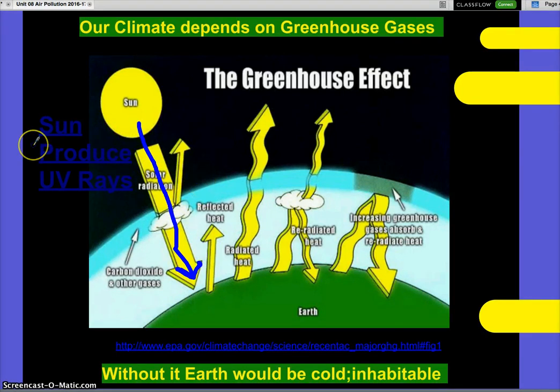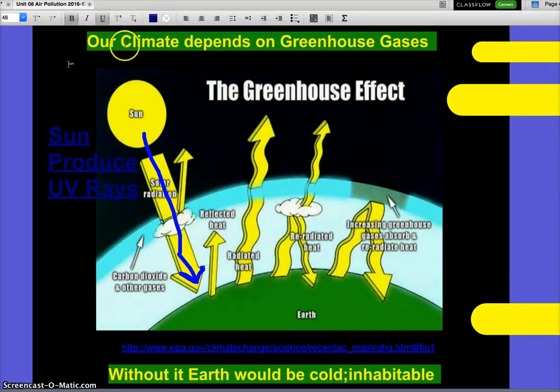What happens to these rays if you look at this diagram? So UV rays come down to Earth. They're reflected where? As what? Okay, so when UV rays hit Earth, heat rays, anybody know what heat rays from the sun are called? They're called infrared rays. Re-radiate.